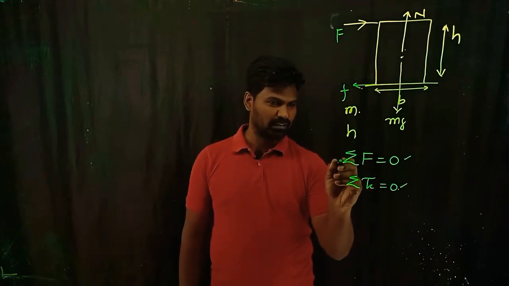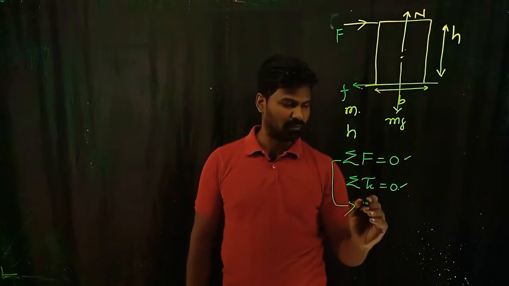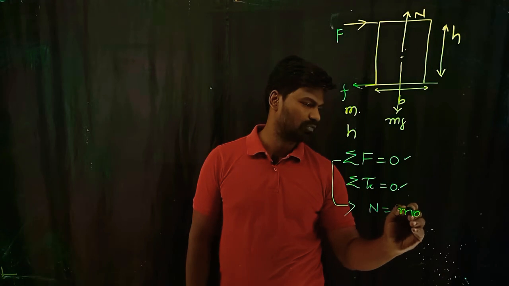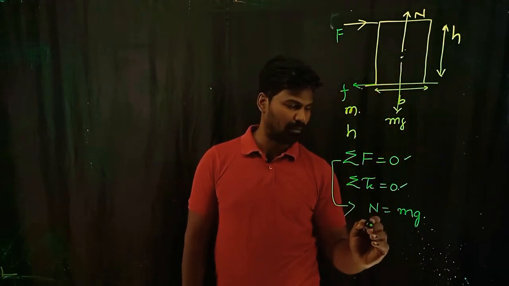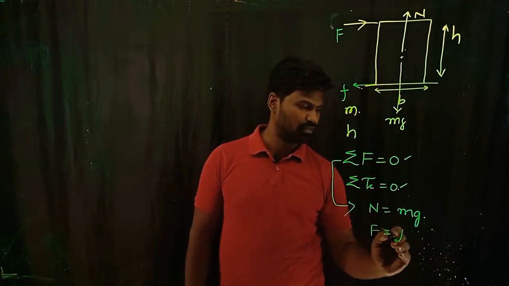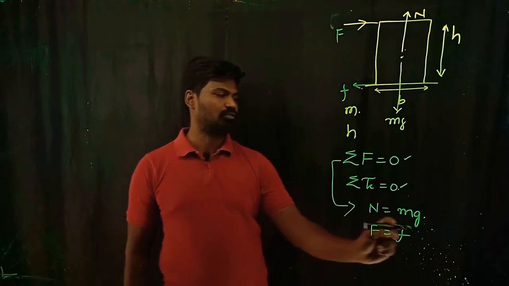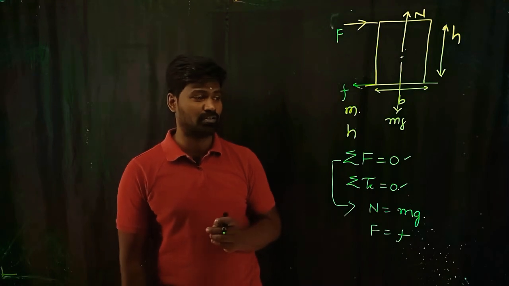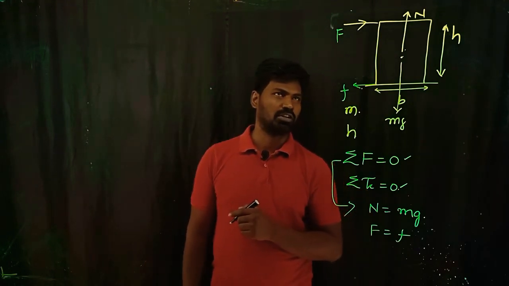By using the condition for translatory motion, along the vertical direction, upward force should be equal to downward force. Along the horizontal direction, the right side force is the applied force F, and the left side force is the frictional force. If the body is not moving, the applied force should be equal to the frictional force, because of which the resultant force along the horizontal direction is 0. Now I am coming back to the torque equation.